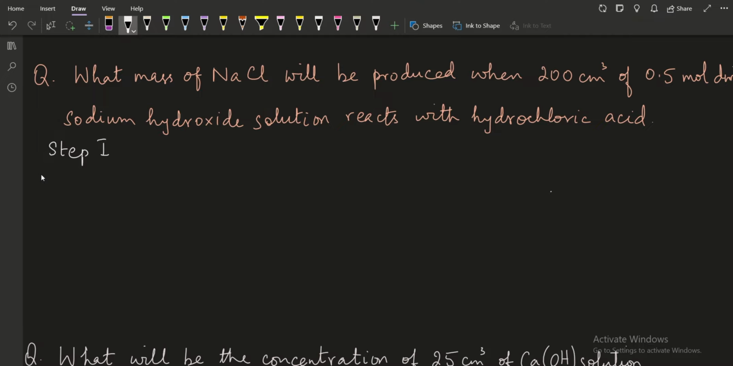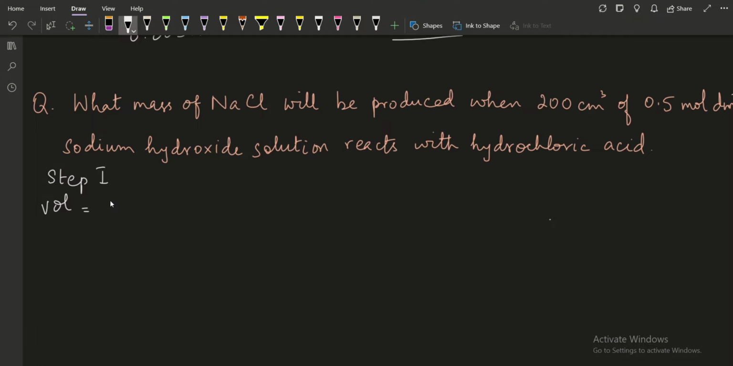The data which is given for sodium hydroxide: the volume is 200 cubic centimeter, and the concentration is 0.5 moles per cubic decimeter. Again we need to change cubic centimeter into cubic decimeter. This will be divided by 1000, and the answer will be 0.20 cubic decimeter.